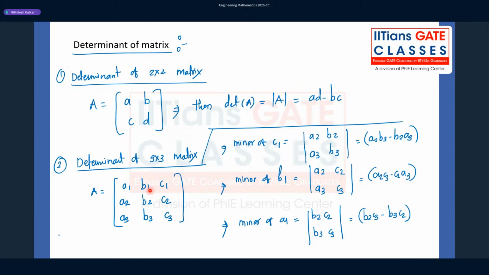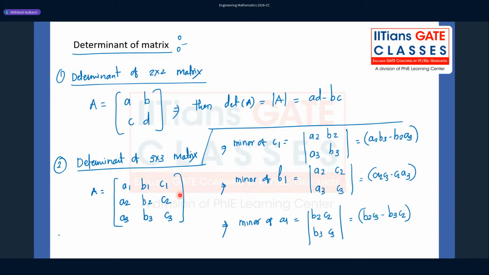What is the minor of B1? Remove the first row and second column, because you are interested in the minor of B1, right? So that column you should forget, and that row also you have to forget. So what remains? A2, C2, A3, C3. If you take the determinant of it, A2 C3 minus C2 A3.